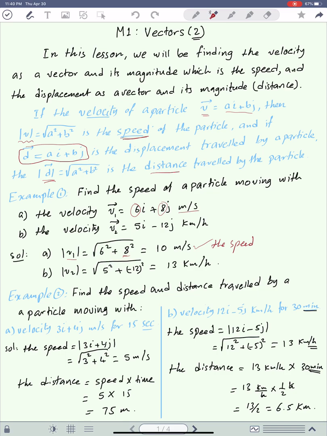For v2, the vector v2, finding the magnitude: 5 squared plus, minus or plus, because it will be squared, 12 squared, you will get 13 kilometer per hour.